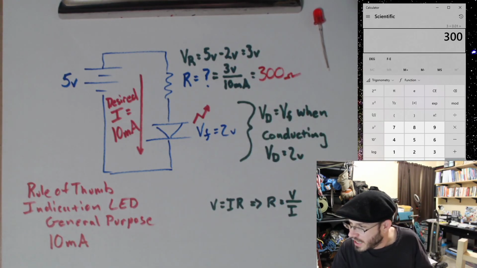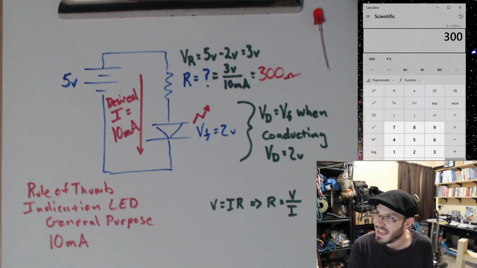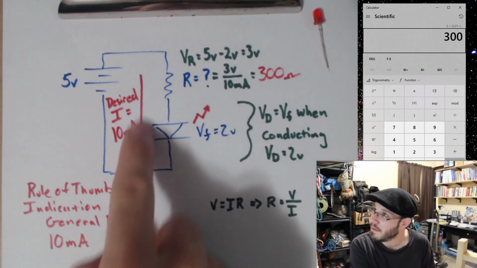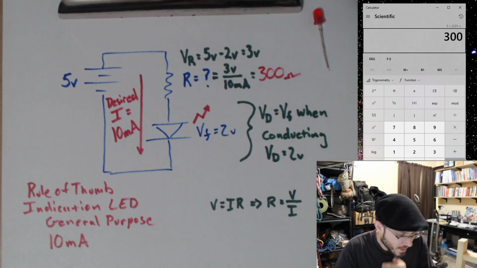Okay, I'm going to go back to chat now. So Jackie, no, not 4.7K or 10K. 300 ohms if I want 10 milliamps going through this circuit. Okay.